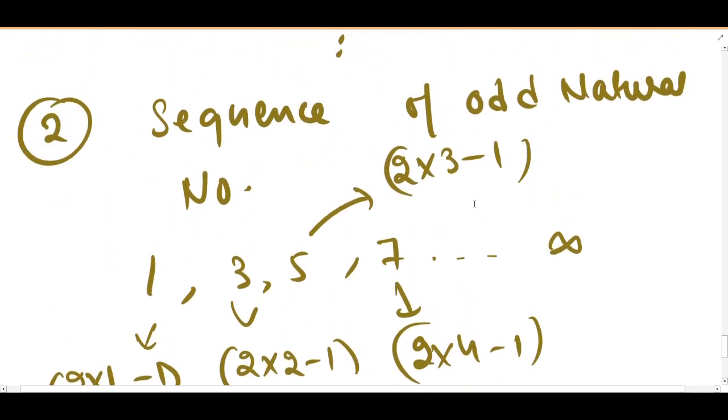So likewise you can find sequences of other natural numbers by finding a rule.